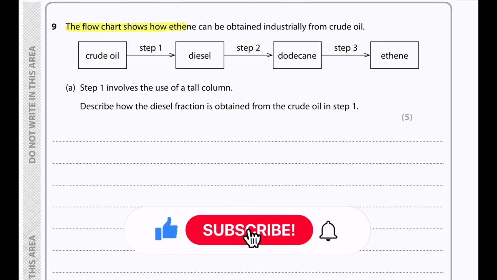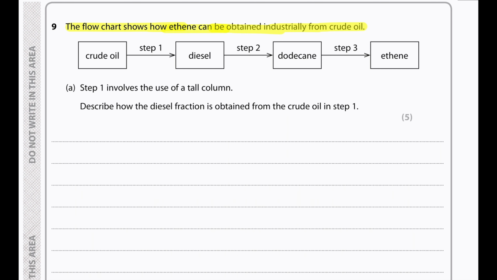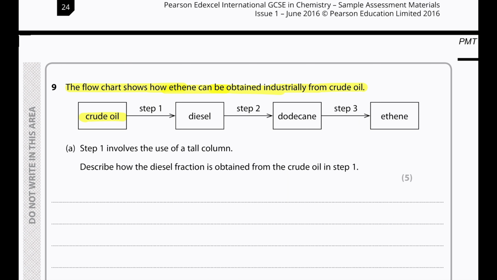The flowchart shows how ethene can be obtained industrially from crude oil. So we can see crude oil, which in step 1 turns into diesel. Step 2, dodecane. Step 3, it turns into ethene. Step 1 involves the use of a tall column. Describe how diesel fraction is obtained from crude oil in step 1.